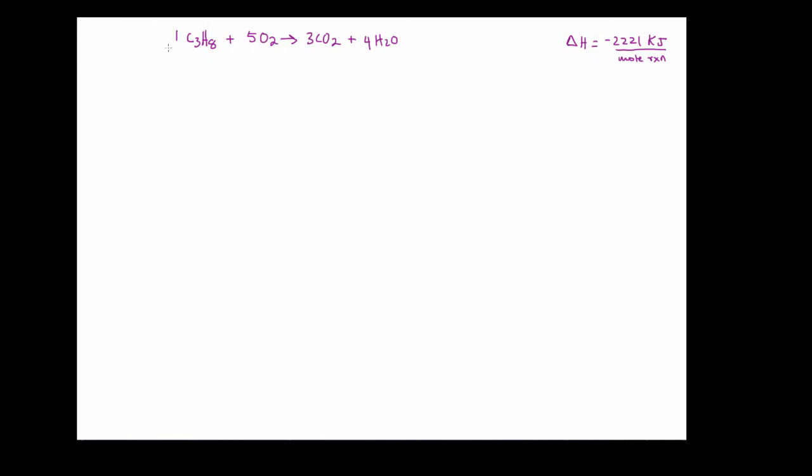So when we have exactly 1 mole of propane that burns in the presence of 5 moles of oxygen, and the reaction is allowed to go to completion, 100% completion, where we produce 3 moles of CO2 and 4 moles of water, then this reaction is also going to produce 2,221 kilojoules of energy, and we can consider this amount of thermal energy released as operating like the products of this reaction based on the stoichiometry of the reaction.